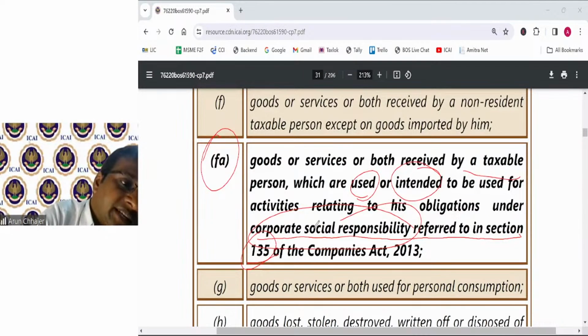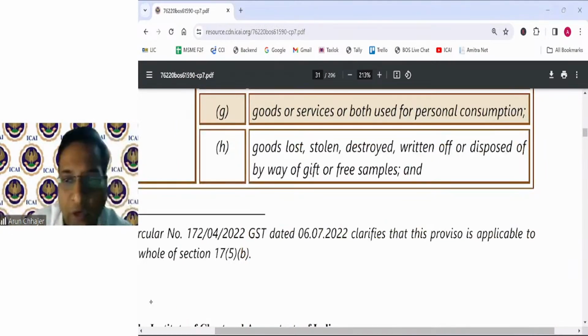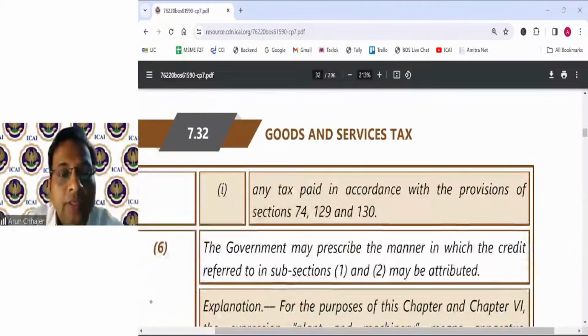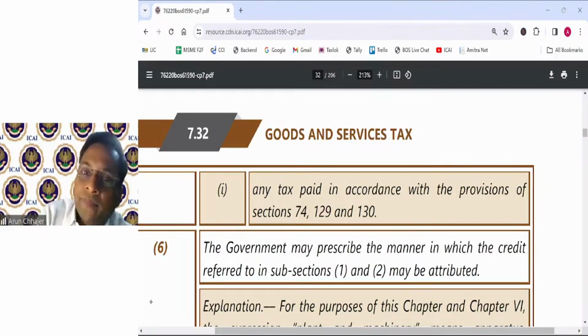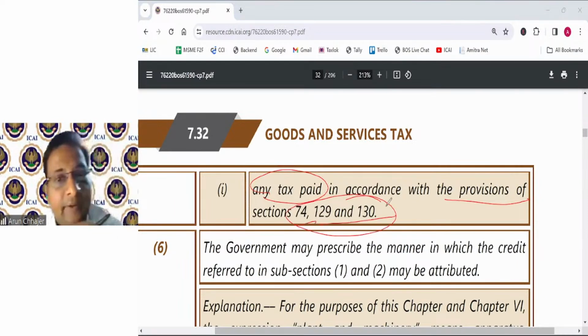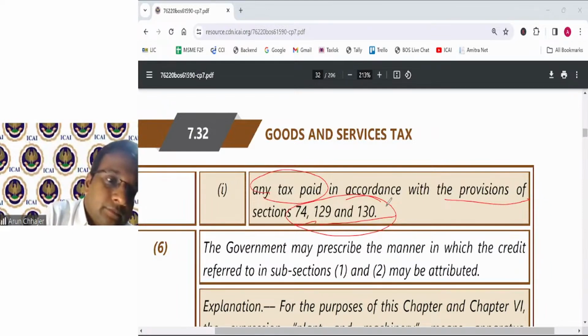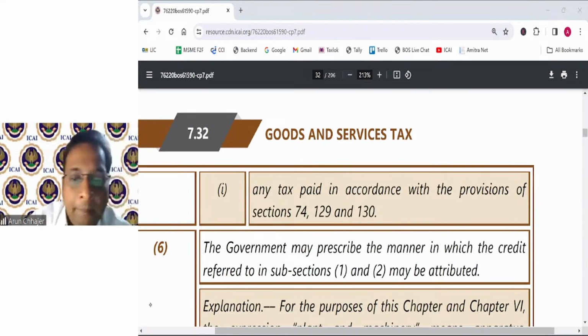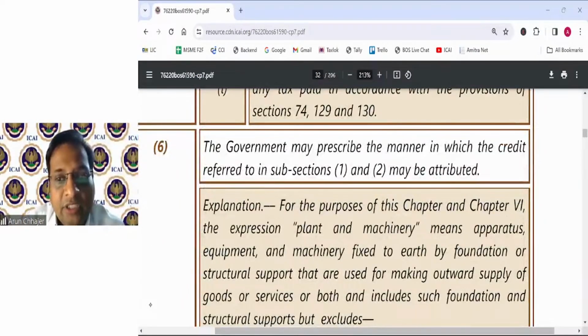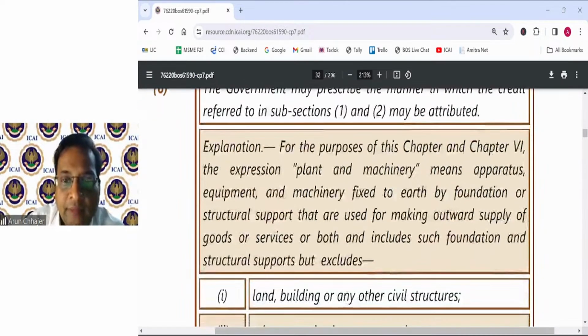Clause G, we have discussed: goods or services used for personal consumption, ITC not allowed. And H, goods lost, stolen, destroyed, or given as a sample, gift, free sample, ITC not allowed. And any taxes paid in accordance with the provision of section 74, 129 and 130, ITC not allowed. Government may prescribe the manner in which credit referred to in subsection 1 and 2 may be attributed.